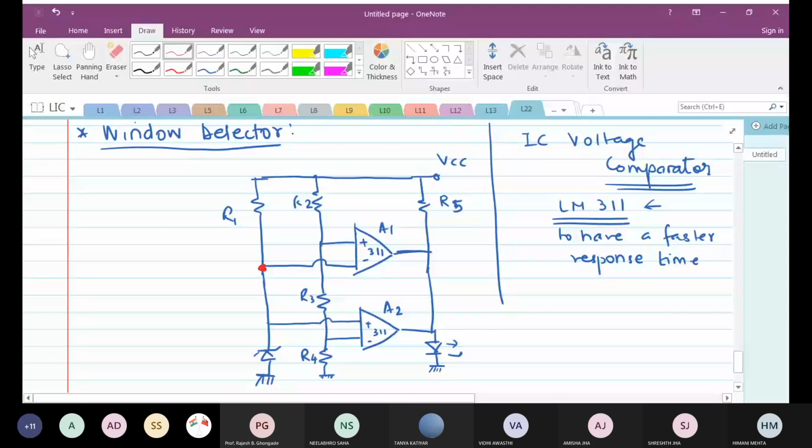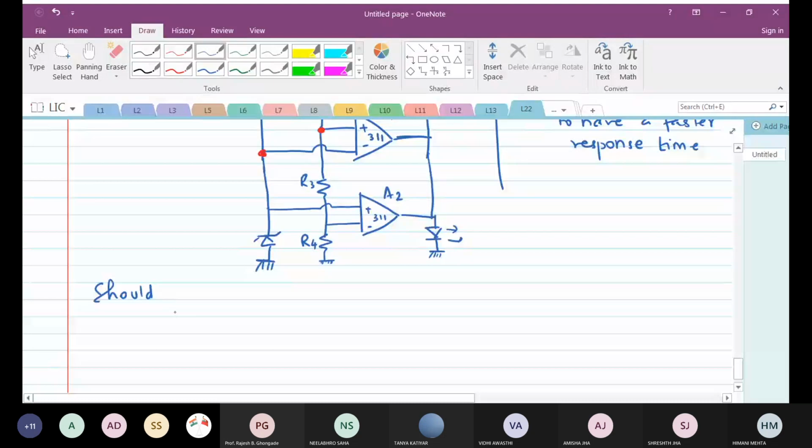So what is the basic objective of this particular circuit? It should give an indication when specifically voltage Vin is between some certain limits. For example, VL less than Vin less than VH. VL is some lower limit, VH is some higher limit, and Vin is your input voltage. So this should give indication when Vin is within these two limits. This is the window.